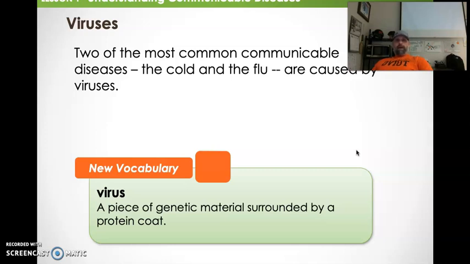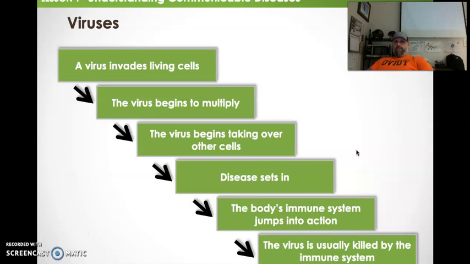COVID is an acronym, and the first part is corona. There are many different types of coronaviruses out there. Virus, a piece of genetic material surrounded by a protein coat. They say there's a protein coat that surrounds these types of viruses, and that protects it. If you look at how a virus gets into the body, the virus invades living cells. The virus begins to multiply. It starts to take over the body's cells. The disease sets in.